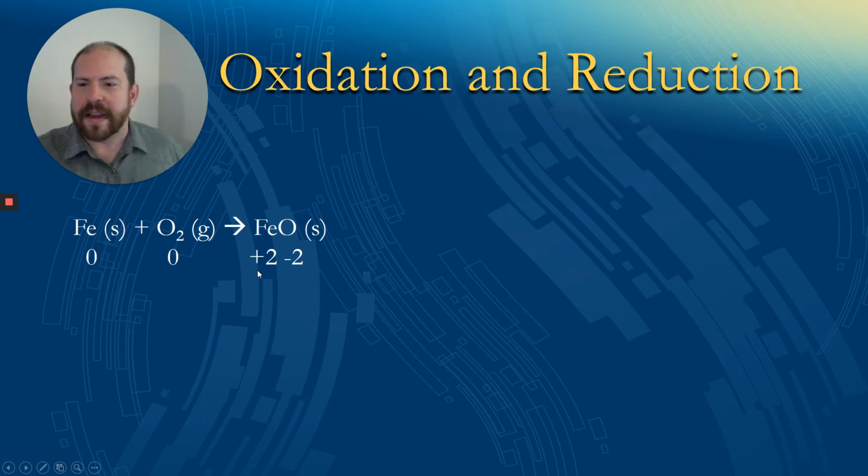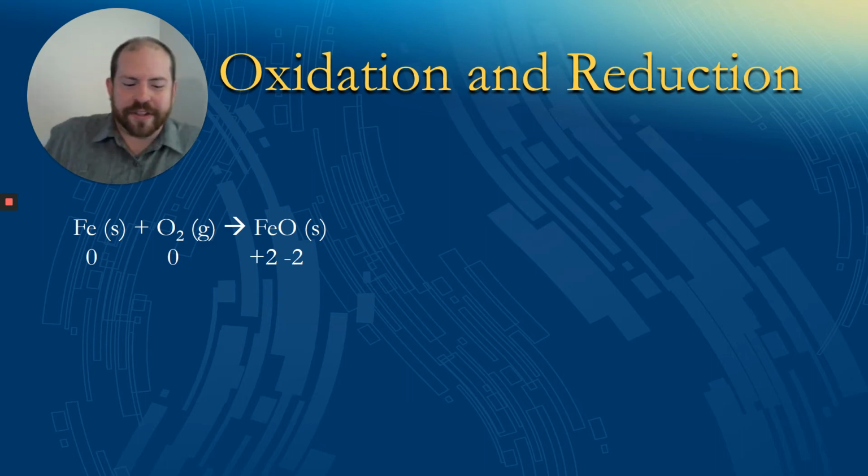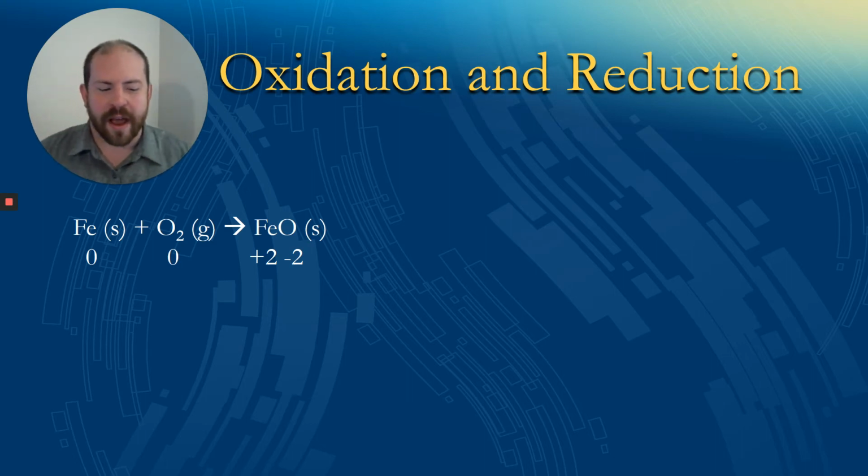That's a gain in charge. And since electrons are negative, that means it must have been losing electrons. What is loss of electrons? Loss of electrons, LEO, is oxidation. So iron was getting oxidized. And I chose this reaction for a reason. How did we accomplish that oxidation? We reacted iron with oxygen. Oxygen accomplished the oxidation for us.